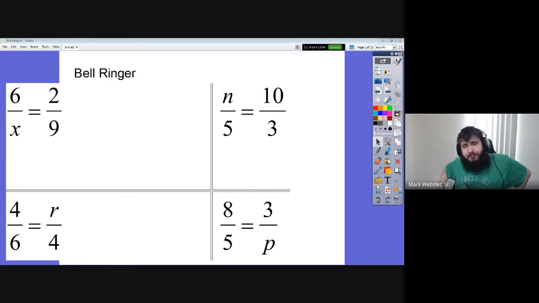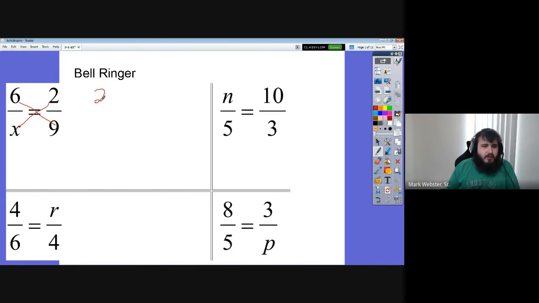With this bell ringer, pay attention to where the variable is located, whether it's in the top or in the bottom. Sometimes you can make life a little bit easier with the ones that are in the top than with the ones that are in the bottom. But either way, cross multiply and divide, right?